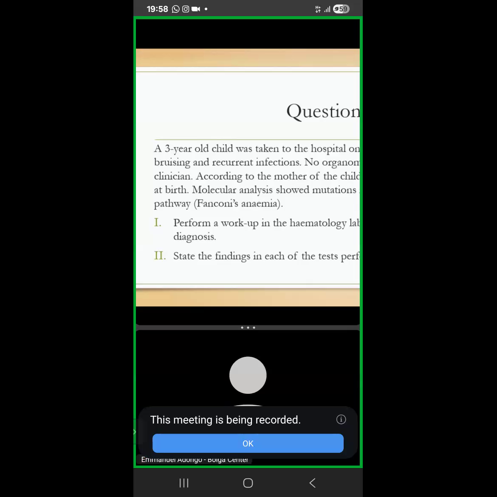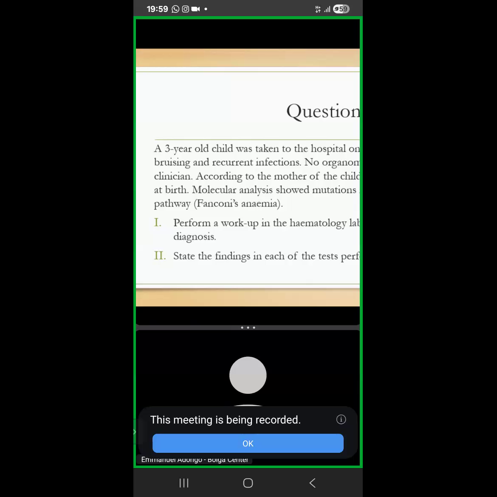So we expect to do a full blood count, and from the scenario, we expect that HB should be low. Recurrent infection means WBC should be low. Then easy bruising means platelets should be low. Exactly.